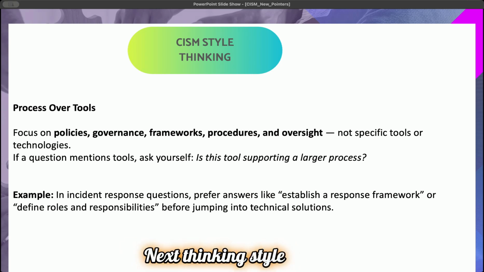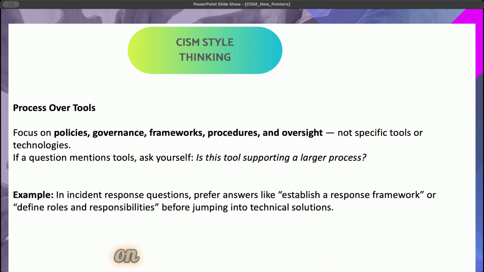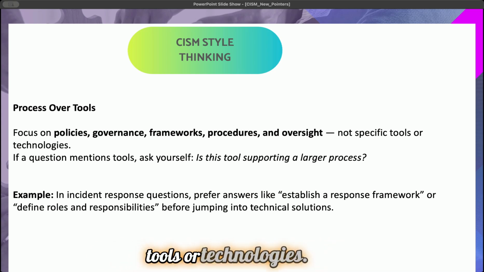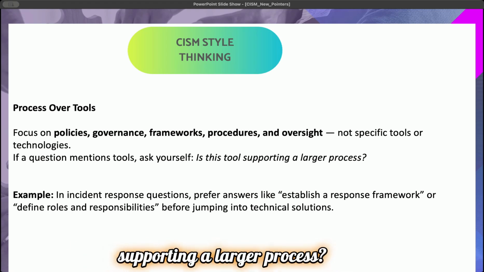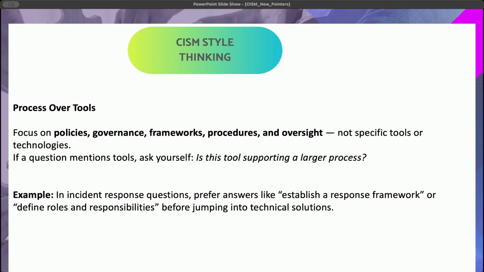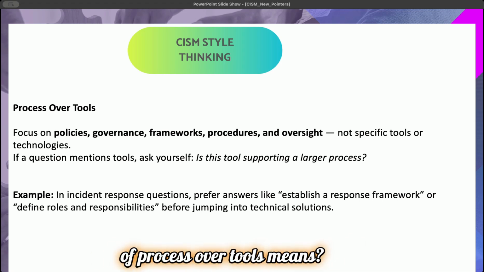Next thinking style is process over tools. Focus on policies, governance, frameworks, procedures, and oversight, not specific tools or technologies. If a question mentions a tool, ask yourself, is this tool supporting a larger process? Now, what does this whole idea of process over tools mean?